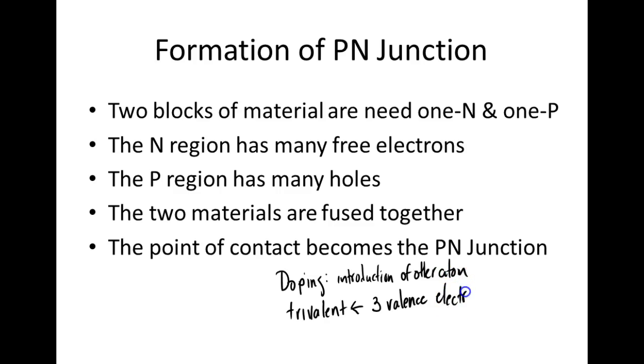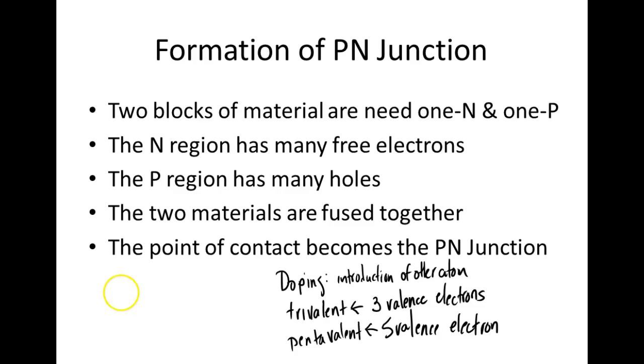And then we have another element that we refer to as a pentavalent. What would you think about that one? Penta meaning 5. So these would have 5 valence electrons. And these are deliberately introduced into the silicon crystal, the intrinsic crystal, to change the conduction characteristics of the semiconductor.